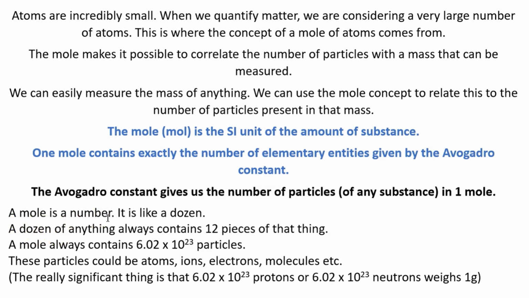A mole is a number, that's it. Nothing more complex. It's like a dozen. A dozen of anything contains 12 pieces of that thing. A mole always contains 6.02 times 10 to the 23 particles. The particles could be atoms, ions, electrons, molecules, anything you want. The really significant thing is that 6.02 times 10 to the 23 protons or neutrons weighs 1 gram.